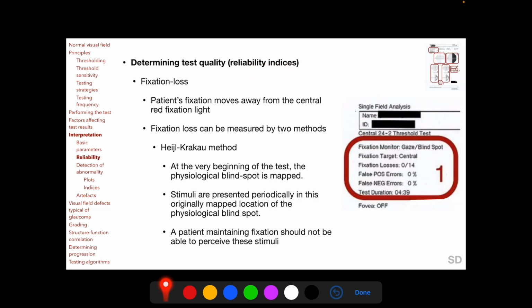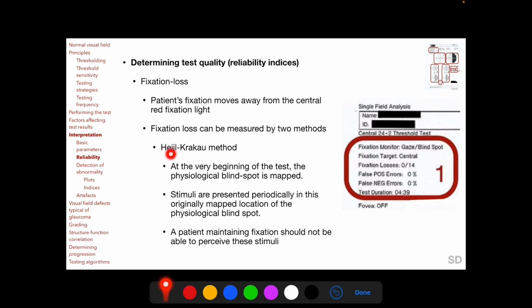Reliability indices located in this sector of the test report tell us about the quality of the test. In other words, the machine itself tells us how accurate the test was and how much we can depend on the report. The reliability indices include fixation loss, false positive error and false negative errors. In fixation loss, the patient's fixation moves away from the central red fixation light, and fixation loss can be measured by two methods: the Heijl-Krakau method or the blind spot method, which is a catch trial method, and the gaze tracking method.